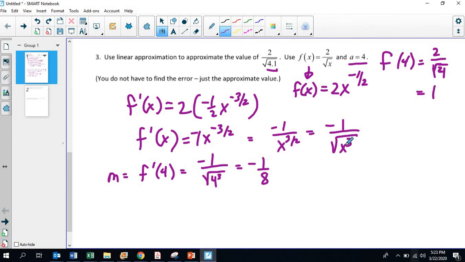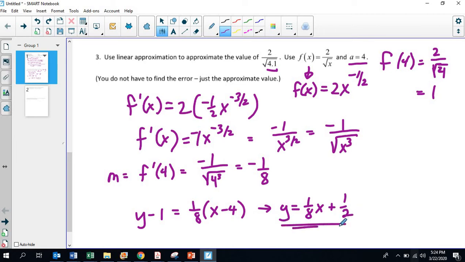So that's your point. And so if we come down here now, we get y minus y1 equals m times x minus x1. And so y is our tangent line, negative 1/8 x minus 4 over 8, which is 1/2, plus 1, so we get plus 1/2. I'll let you figure out the algebra there. So we get y equals negative 1 over 8 x plus 1/2.